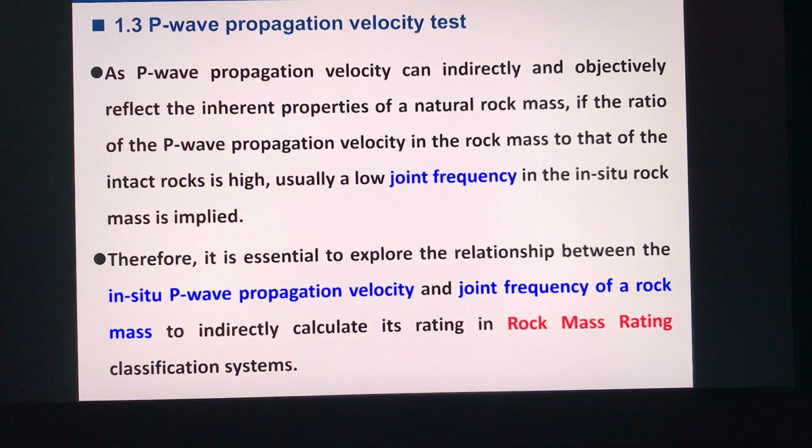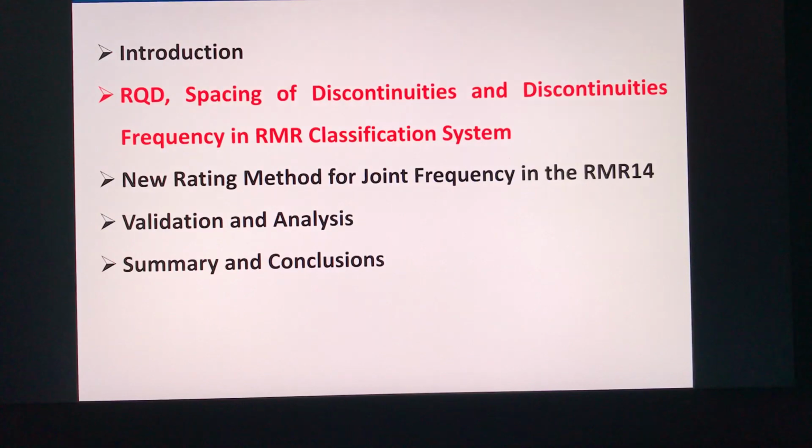Usually, if the ratio of the P-wave propagation velocity in the rock mass to that of the entire rocks is high, a low joint frequency in the rock mass is implied. Therefore, it is essential to explore the relationship between the P-wave propagation velocity and the joint frequency of a rock mass to indirectly calculate its rating in the RMR classification system. Next, we will talk about the second part.